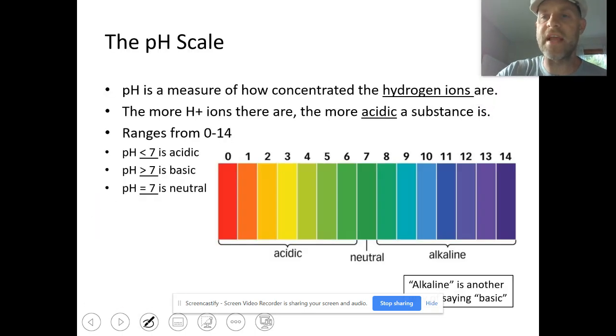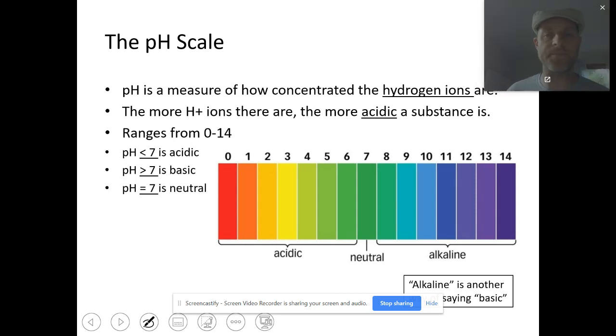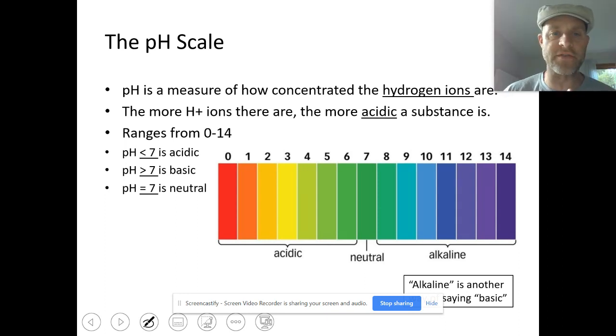So the pH scale, it is a spectrum. It's a measurement. What is pH? The H stands for hydrogen ions. Remember, hydrogen ions, that is the H plus. The P stands for the power of, okay? The power of hydrogen ions. And so pH is a measurement of how concentrated those H plus or hydrogen ions are. The more H plus ions there are, the more acidic the substance is.